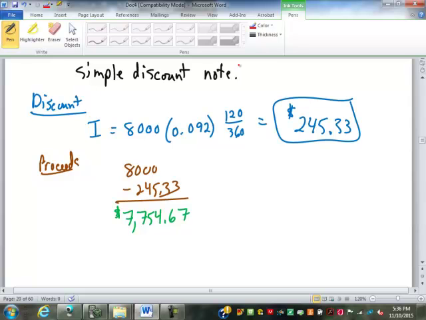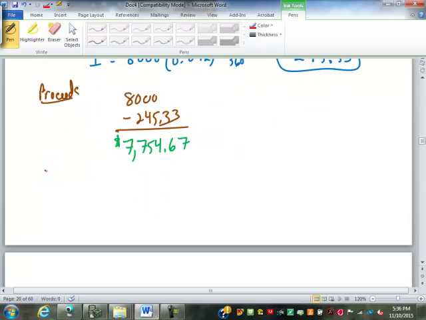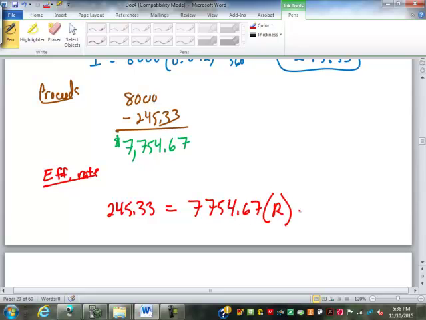Sorry, I blacked out there for a second. So to do the effective rate, our interest is $245.33. That'll equal our principal. We're going to use the 7754.67 times R, and our time is still 120 over 360.